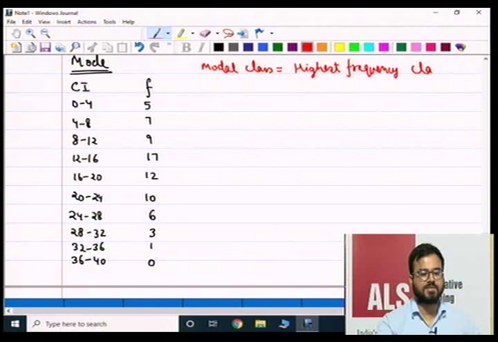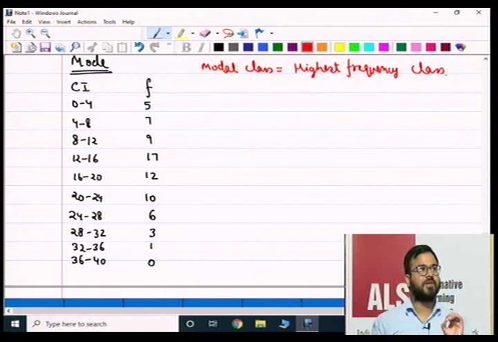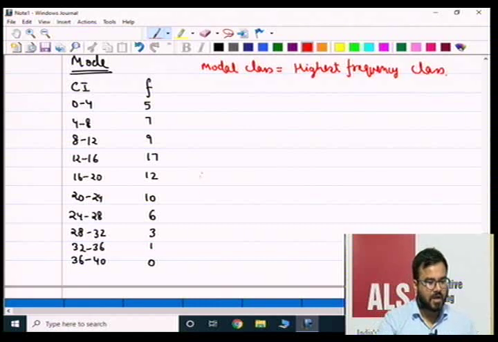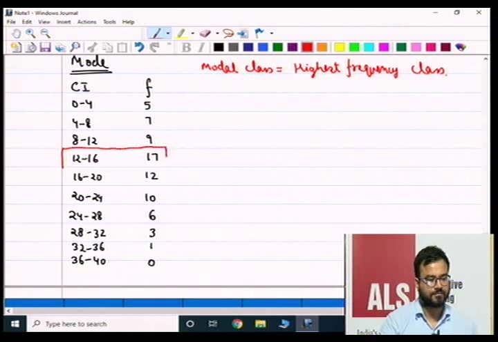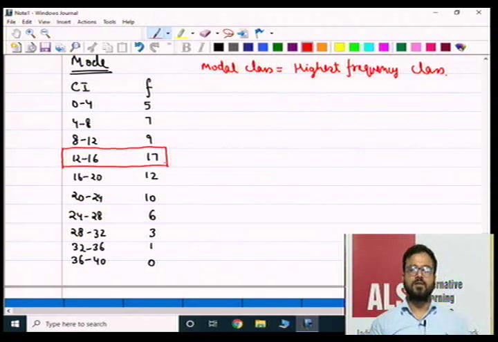Highest frequency class is the modal class. So if you see over here, the highest frequency out of all the frequencies given is 17. So this 17 is known as the modal class. We will highlight this. Now let us see what the formula for the mode tells us about.